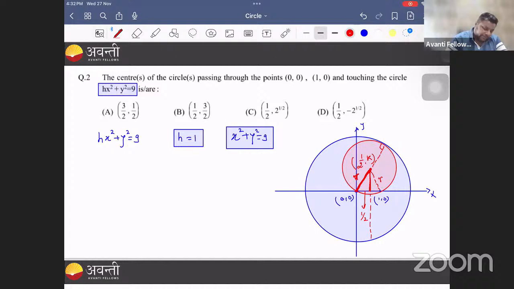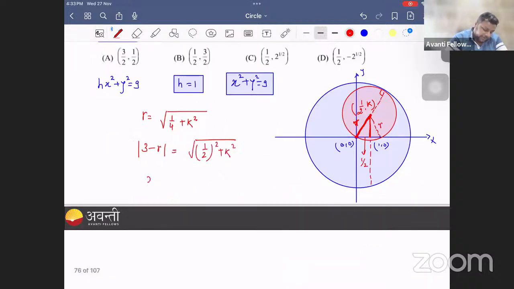So, what will be the radius of the circle? Radius will be under root of 1 by 4 plus k square. Got it? And the distance between the centers: 3 is the larger radius. So mod of 3 minus r is equal to the distance between their centers, that is under root of 1 by 2 square plus k square.